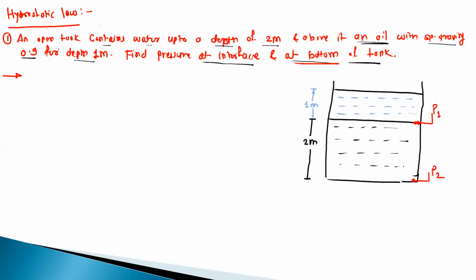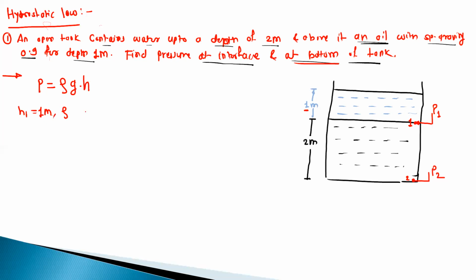Okay, so this problem is based on the hydrostatic law. We have the equation: pressure at any point in a static fluid is equal to density, gravity into the height of that point with respect to the free surface. So first we will try to find the pressure at this point. Consider this is point 1 and this is point 2. At this point, just measure the height above this point. So this height is equal to 1 meter. So H1 is equal to 1 meter.